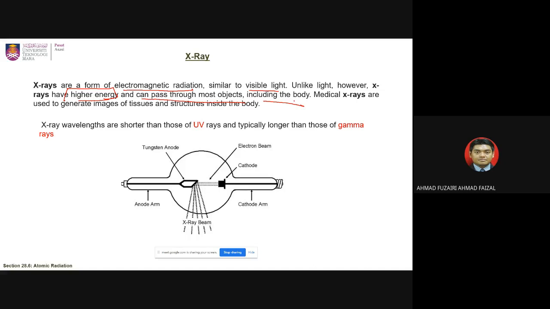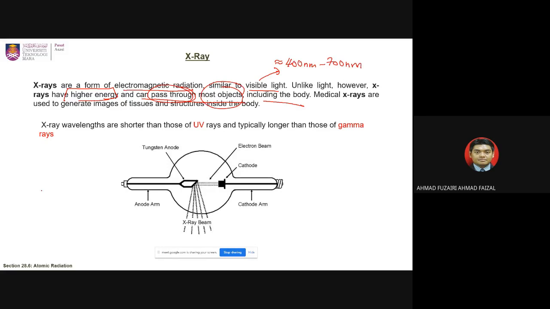We know that our visible light range is from about 400 nanometers to 700 nanometers. This is in meters, it should be. When we have X-rays, the X-ray will have a higher energy compared to normal light, and can pass through most objects, including the body. Obviously, when we use X-rays, that energy comes from the atom, and the X-rays will pass through most objects.